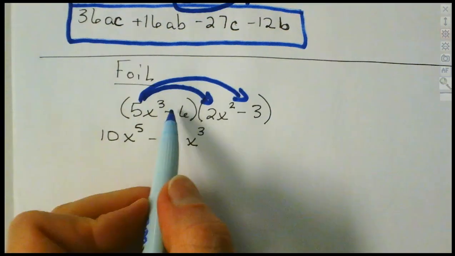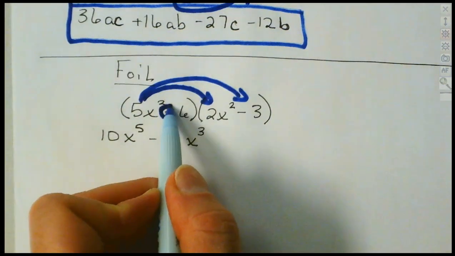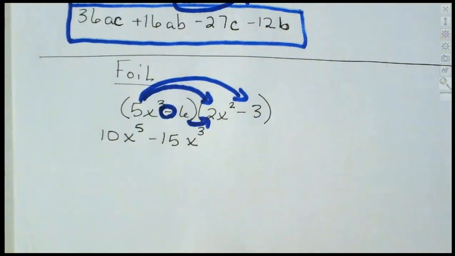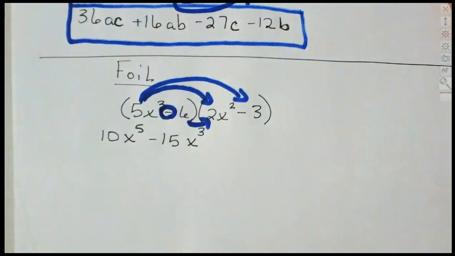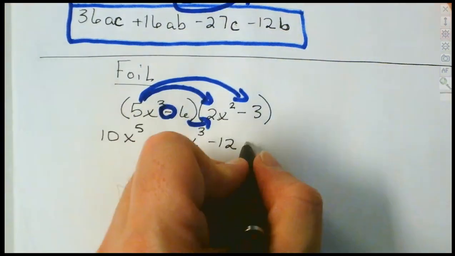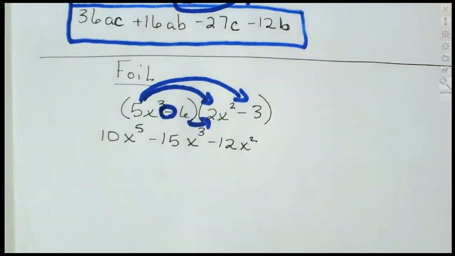Next is inside times the inside. And watch out for your negative there. So inside and inside, we've got minus 6 times 2. That makes it a minus 12. And it looks like it's going to be x squared.